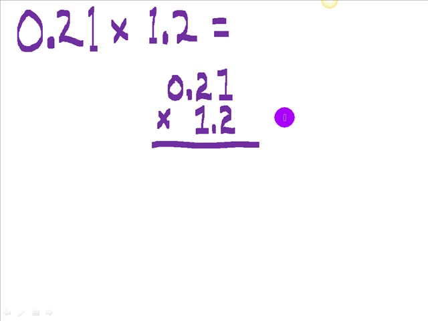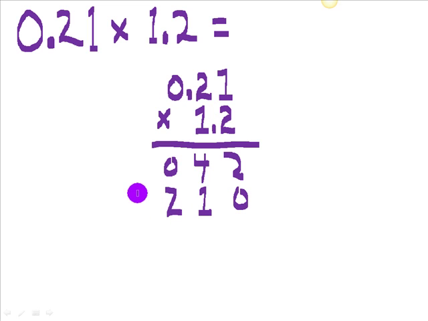Take a look at another example. This one has an odd number of decimals that we're dealing with. We don't pay any attention to the placement of the decimal. We just line up our numbers so that our last digit, our last number, is over our last number. So we have 1 times 2, that is 2. 2 times 2, that is 4. 2 times 0, that's 0. Add a 0. 1 times 1 is 1. 1 times 2 is 2. 1 times 0 is 0.